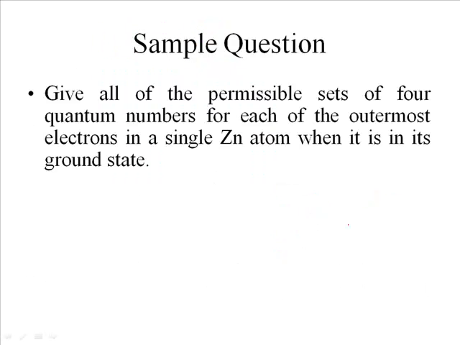Okay, so what we might see is we might see a question like this. Give all of the permissible sets of 4 quantum numbers for each of the outermost electrons in a single zinc atom when it's in its ground state. What we have to be able to do here is look at the periodic table and see where zinc is. If we look at where zinc is on the periodic table, it's in the 4th period, and it is the 12th element over. And that is the 3D orbital. We're going to come back to this here in just a second, and we'll talk about why that's the 3D orbital. And we'll talk about what these numbers all mean here.